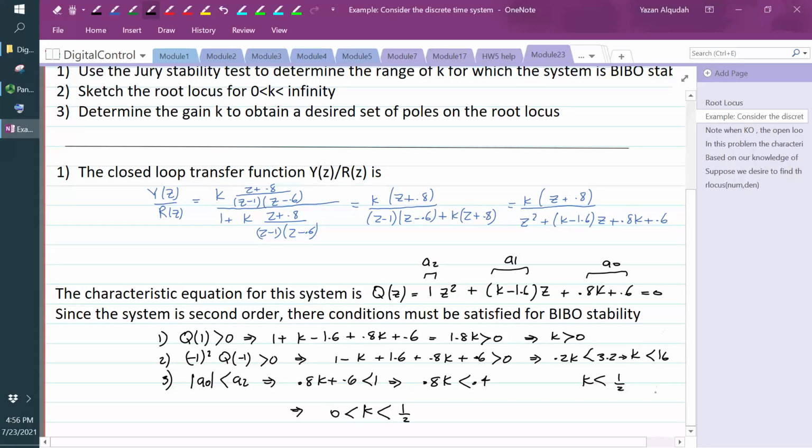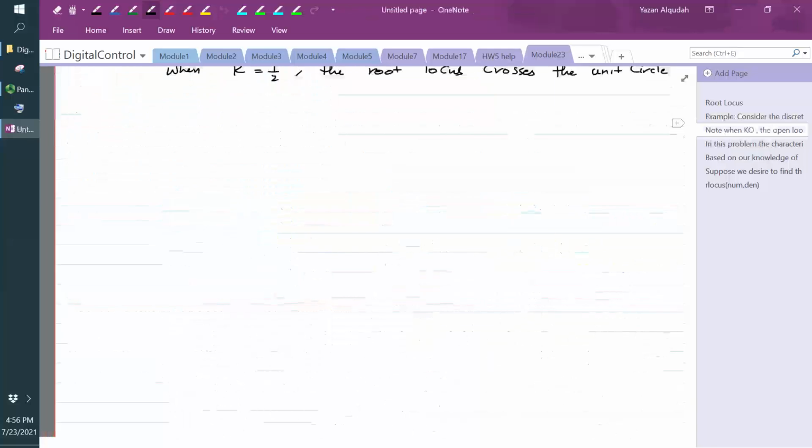Taking all these three conditions, k has to meet all three of them. Therefore, k has to be between 0 and 1/2. If we meet k less than 1/2, we would meet also the second condition. So therefore, the range for k for which the system is stable is between 0 and 1/2.